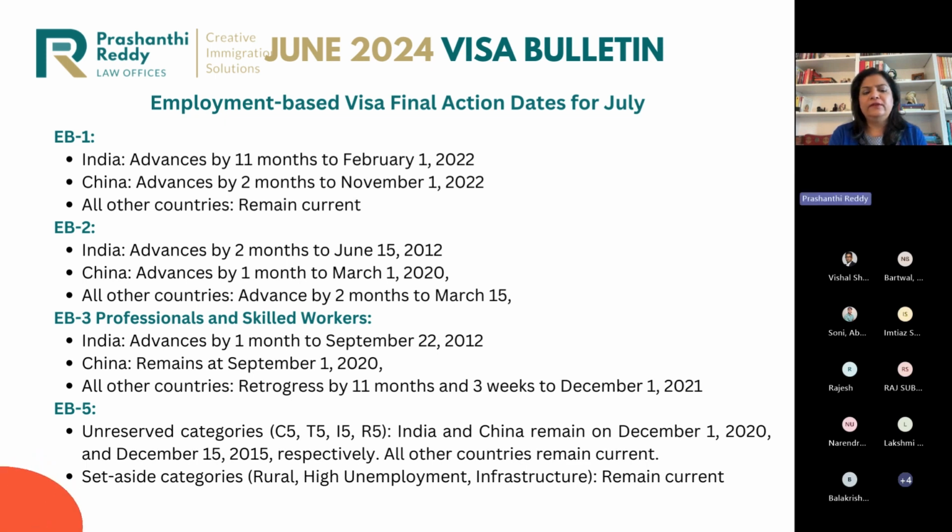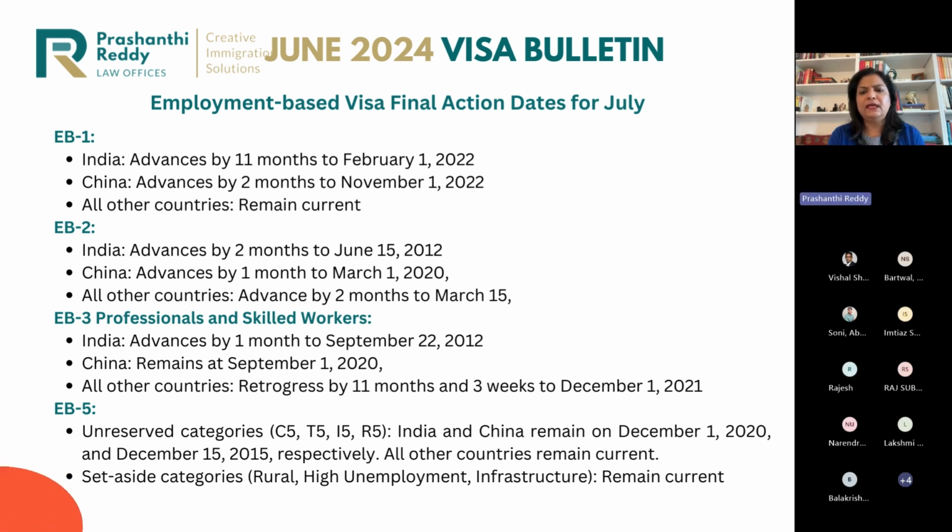We see significant forward movement in the month of July. I guess they had to use up all the visa numbers towards the end, which is what they're doing. So India advances by 11 months for the EB1 category. So now it's February 1, 2022. China is advanced not that significantly, only by 2 months, and all other countries remain current.